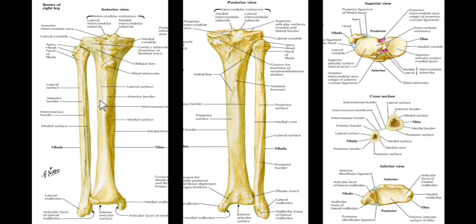The three surfaces are the lateral surface, medial surface, and posterior surface. The anterior border is S-shaped and sharp. This is the S-shaped border and a little bit sharp. The medial border is rounded, and the interosseous or lateral border extends from the lateral condyle, a little below and in front of the fibular facet, where the fibula attaches, to the anterior border of the fibular notch.